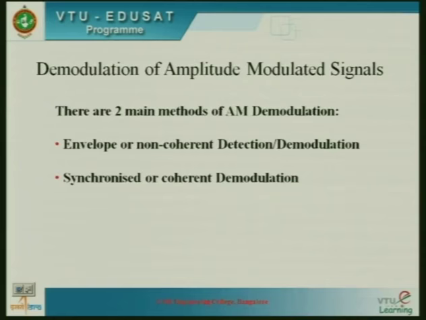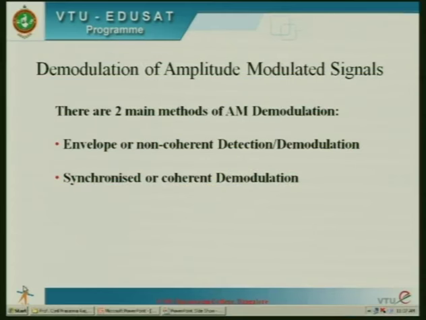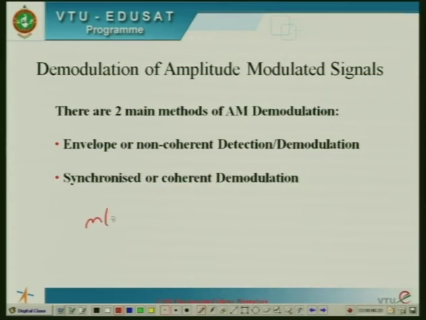We know that m of t is your message signal. We are multiplying m of t with the carrier signal cos of omega ct. This is the signal that is transmitted. Once we take the signal m of t cos of omega ct and it is transmitted, at the receiver your m of t cos of omega ct is further multiplied by cos of omega ct.